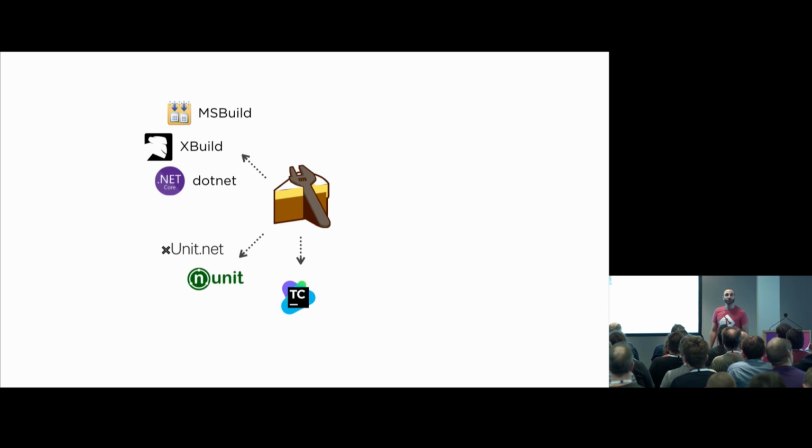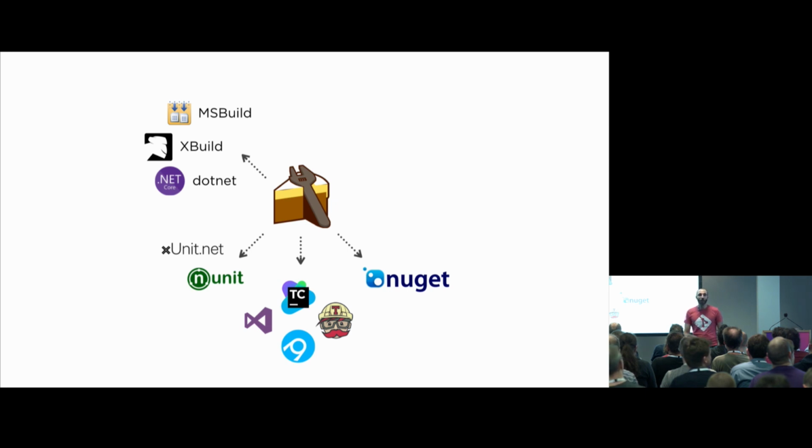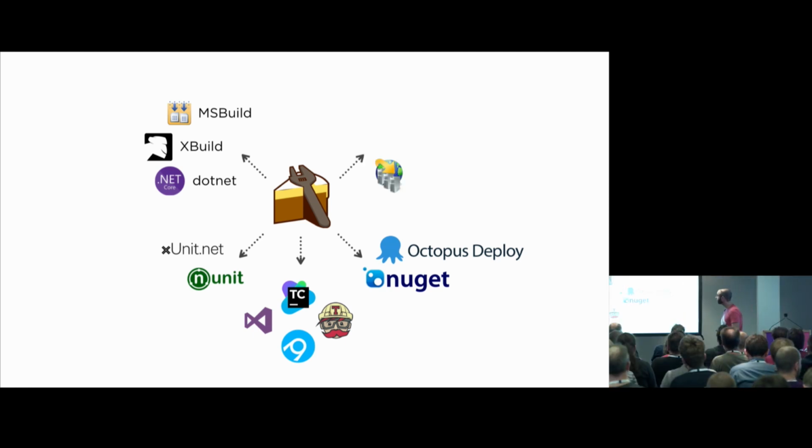If you're going to run your script in a continuous integration environment, you have integration points for TeamCity, Team Foundation Server, AppVeyor or Travis CI, and Jenkins too. You can push packages or download packages from NuGet, or you can do your deployments with Octopus Deploy.